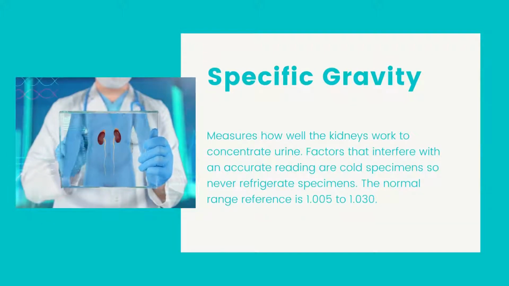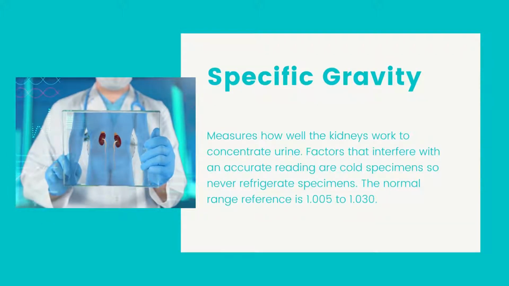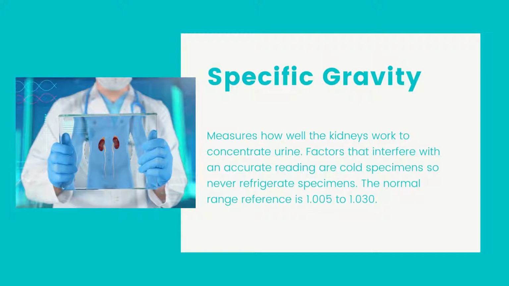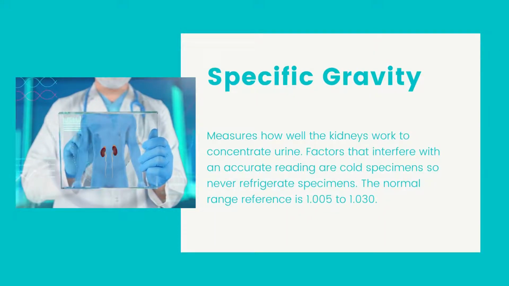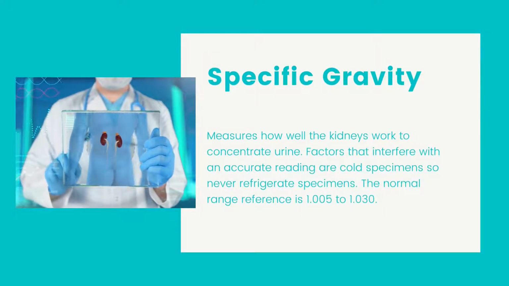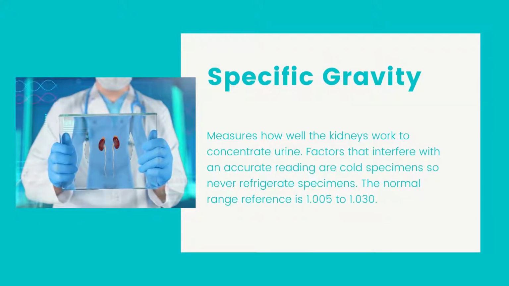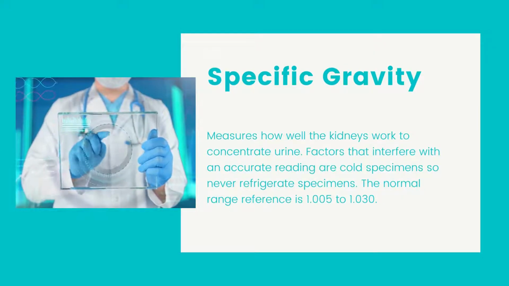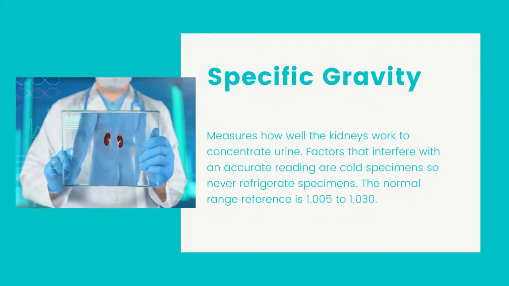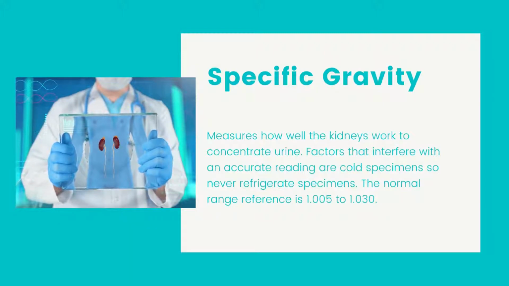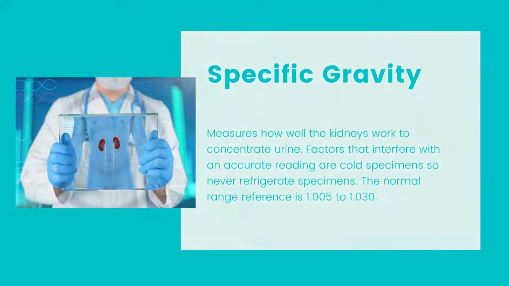Specific gravity. This test measures how well the kidneys work to concentrate urine. Factors that interfere with an accurate reading are old specimens, so never refrigerate specimens. The normal range reference is 1.005 to 1.030. An increase in specific gravity, such as 1.040, indicates insufficient fluid intake or decreased renal perfusion. A decrease in specific gravity, such as 1.001, indicates increased fluid intake or diabetes insipidus. This could also indicate renal disease or kidney issues.